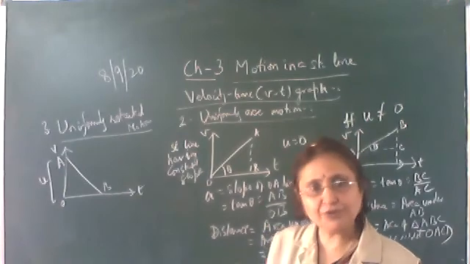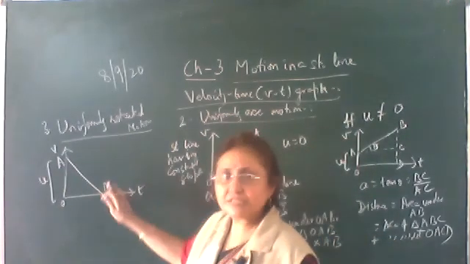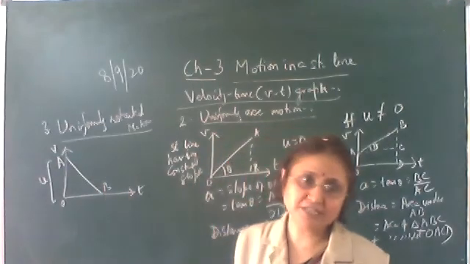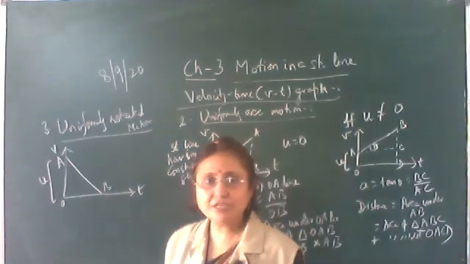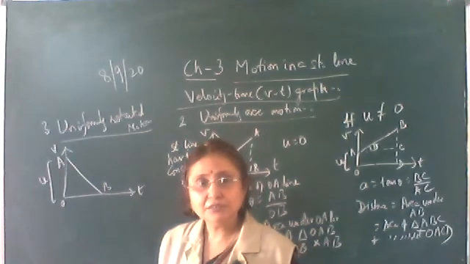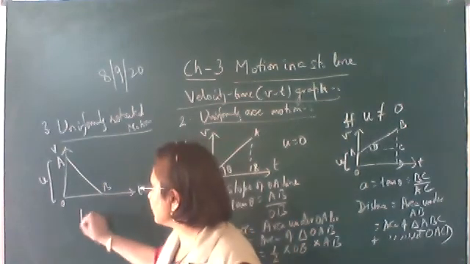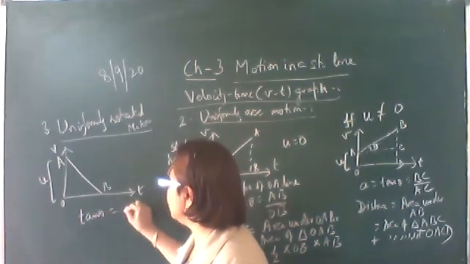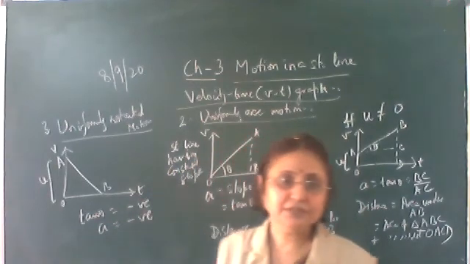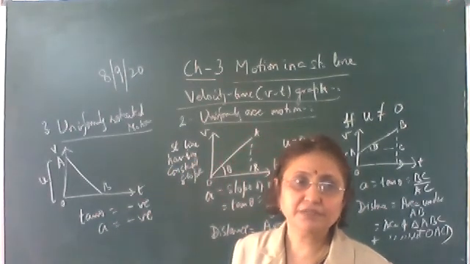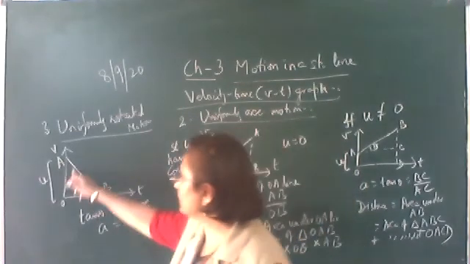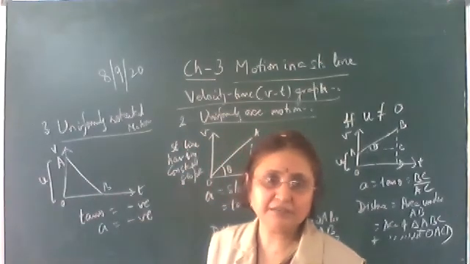So for uniformly retarded motion, it is a straight line having a constant slope, but the velocity will continuously decrease. Here the acceleration is the slope of the line, tan theta. Here theta will be obtuse, so tan theta is negative, so the acceleration will be negative. Negative acceleration means it is retardation. It is constant, but negative. And again, the distance is the area covered under the line.